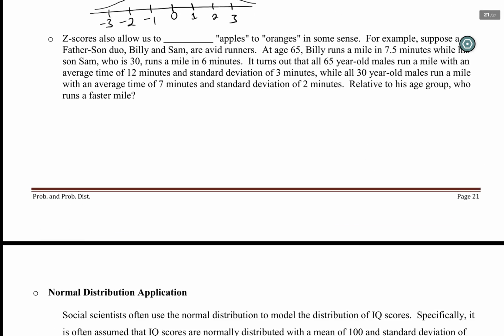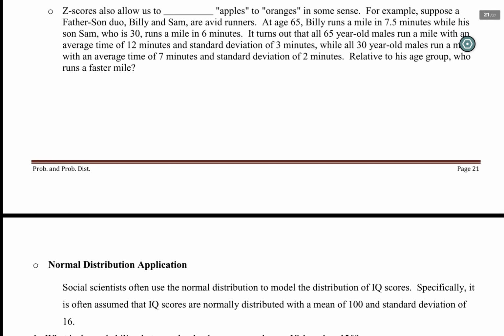A little bit about z-scores that I do want to point out to you. In some sense, it allows us to compare apples to oranges. So take a moment, read the problem setup here. Who runs a faster mile? So we got Billy, the father, and Sam.